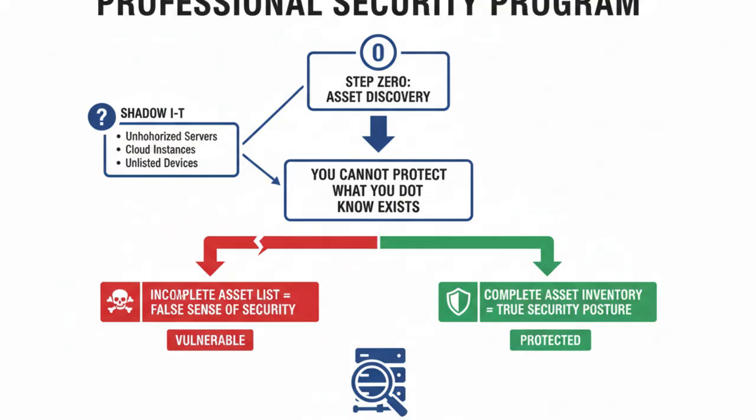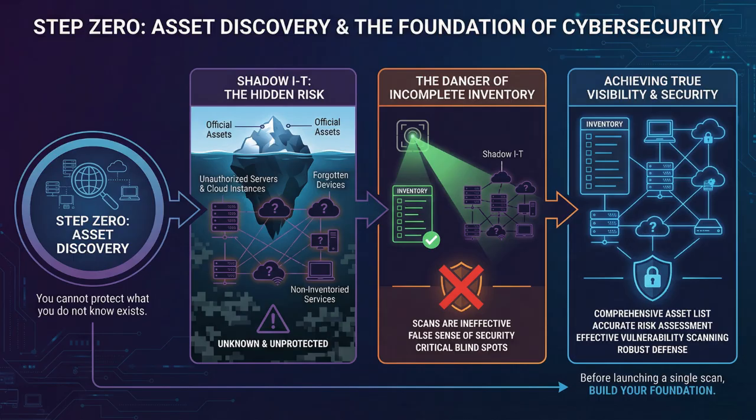A professional program begins with asset discovery. This is step 0. You cannot protect what you do not know exists. Before launching a single scan, we must identify shadow IT, the unauthorized servers or cloud instances that haven't been added to your official inventory. If your asset list is incomplete, your scans are providing a false sense of security.